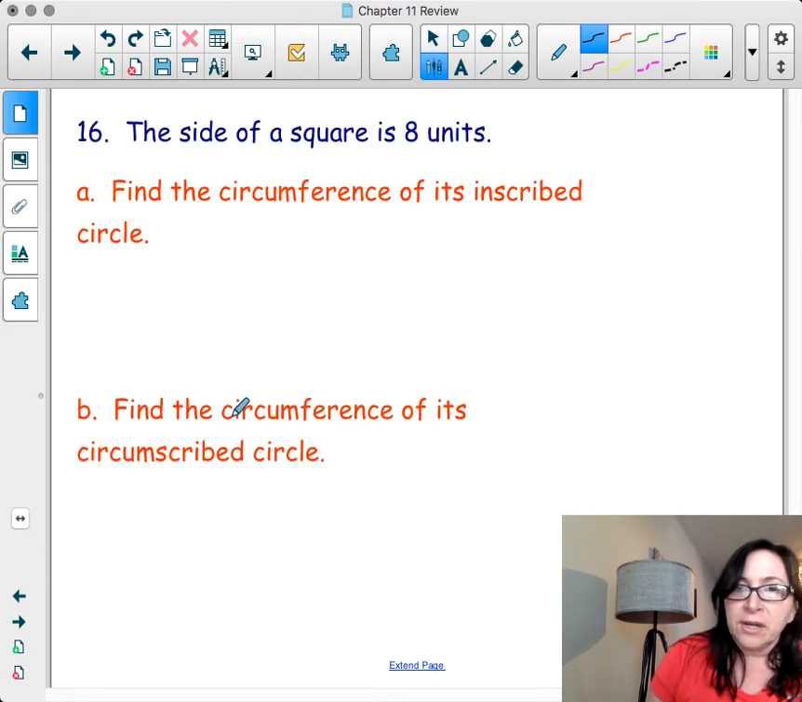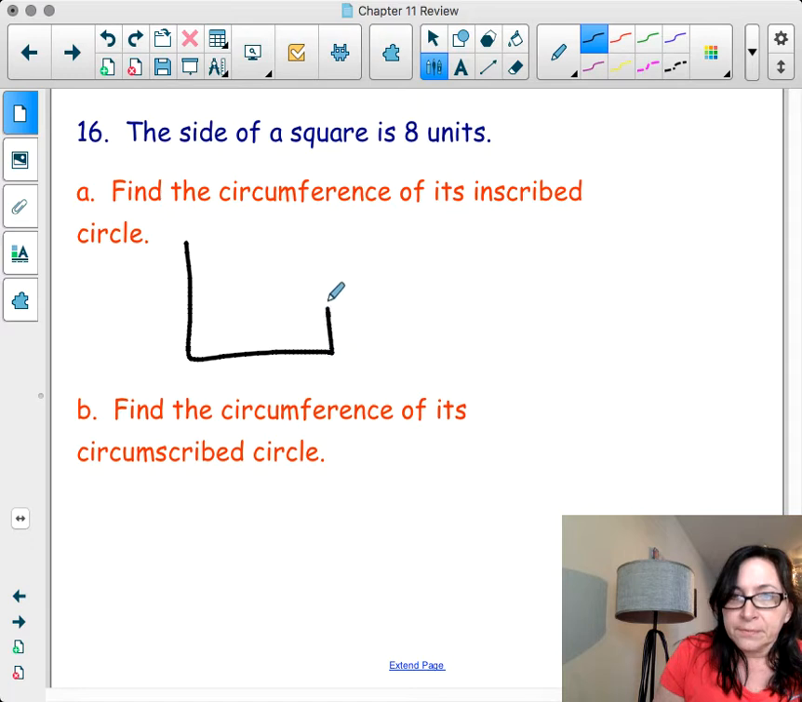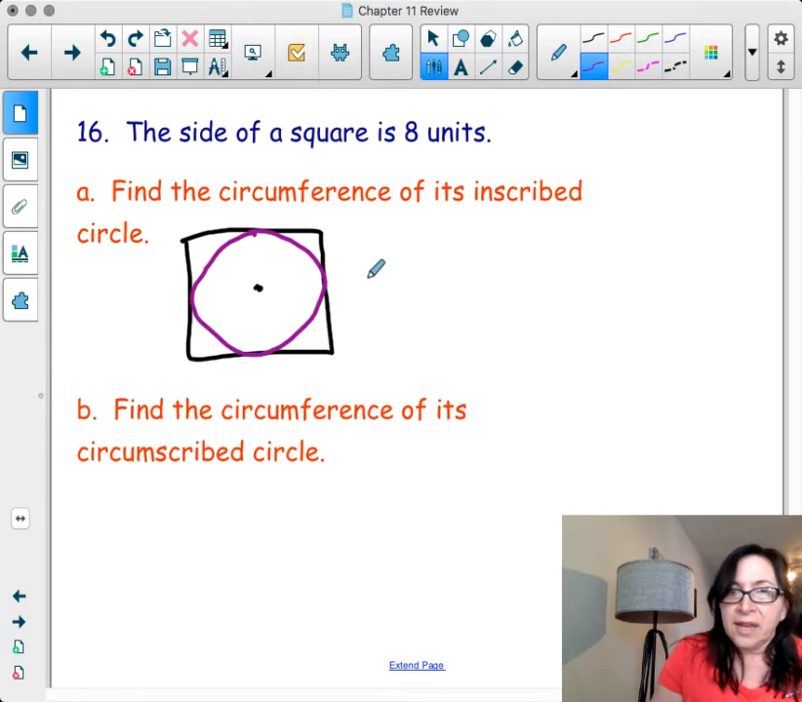The side of a square is 8 units. Find the circumference of its inscribed circle. So another square, and we have a circle inside. Okay, so again, it's got to touch all the edges here. We know that the side is 8, so that means that's 4. That's 4 also. Find the circumference of the inscribed circle.